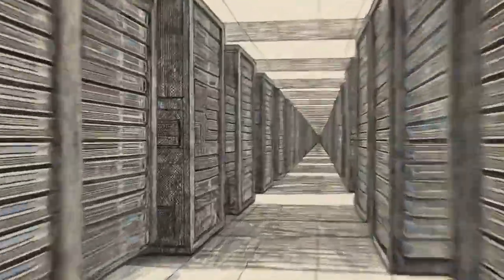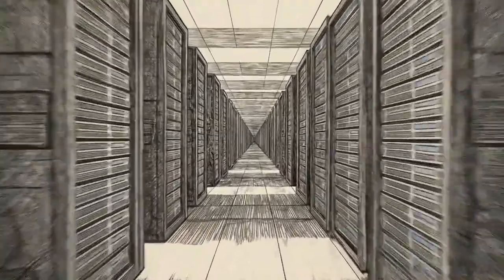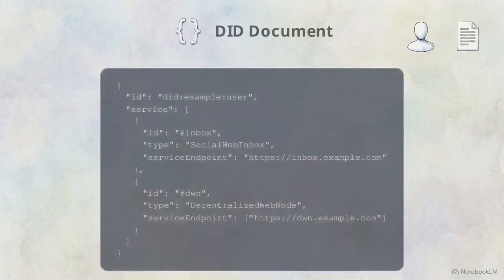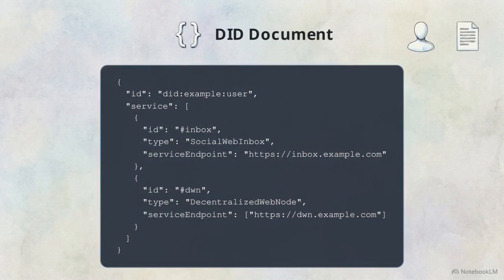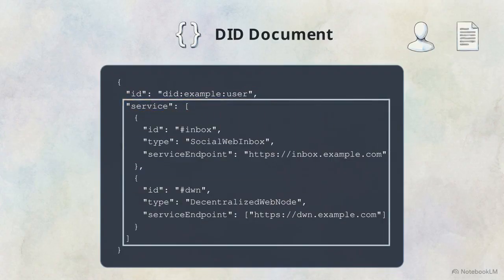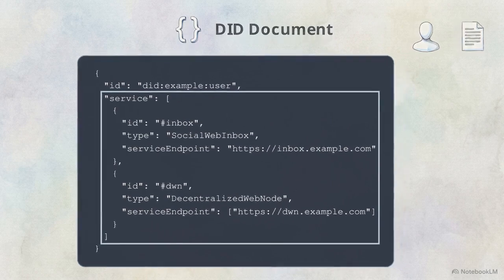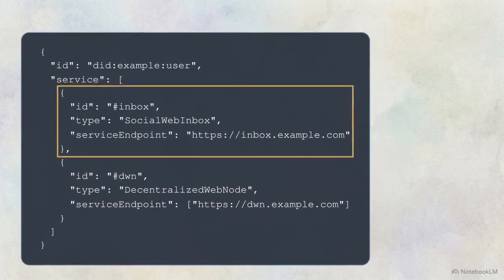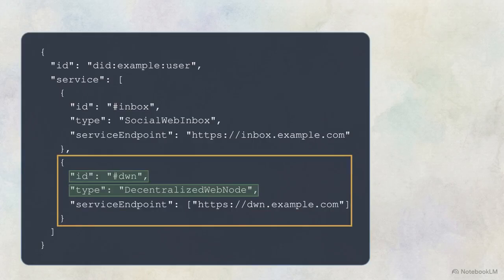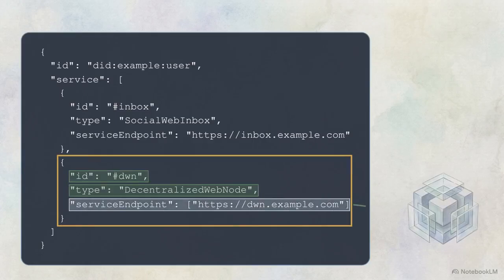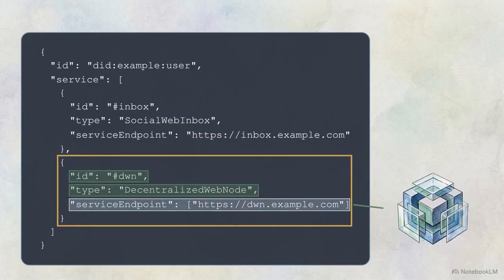Before our image sharing app can read or write a photo, it faces a technical hurdle: locating the user's DWN without a central directory. Resolution begins with the user's decentralized identifier document. This animated diagram shows a typical DID document JSON payload. To find the physical node, the application parses this document to locate the service array. Within that array, the app scans for an object where the ID is tagged exactly as #dwn, and the type is designated as DecentralizedWebNode.